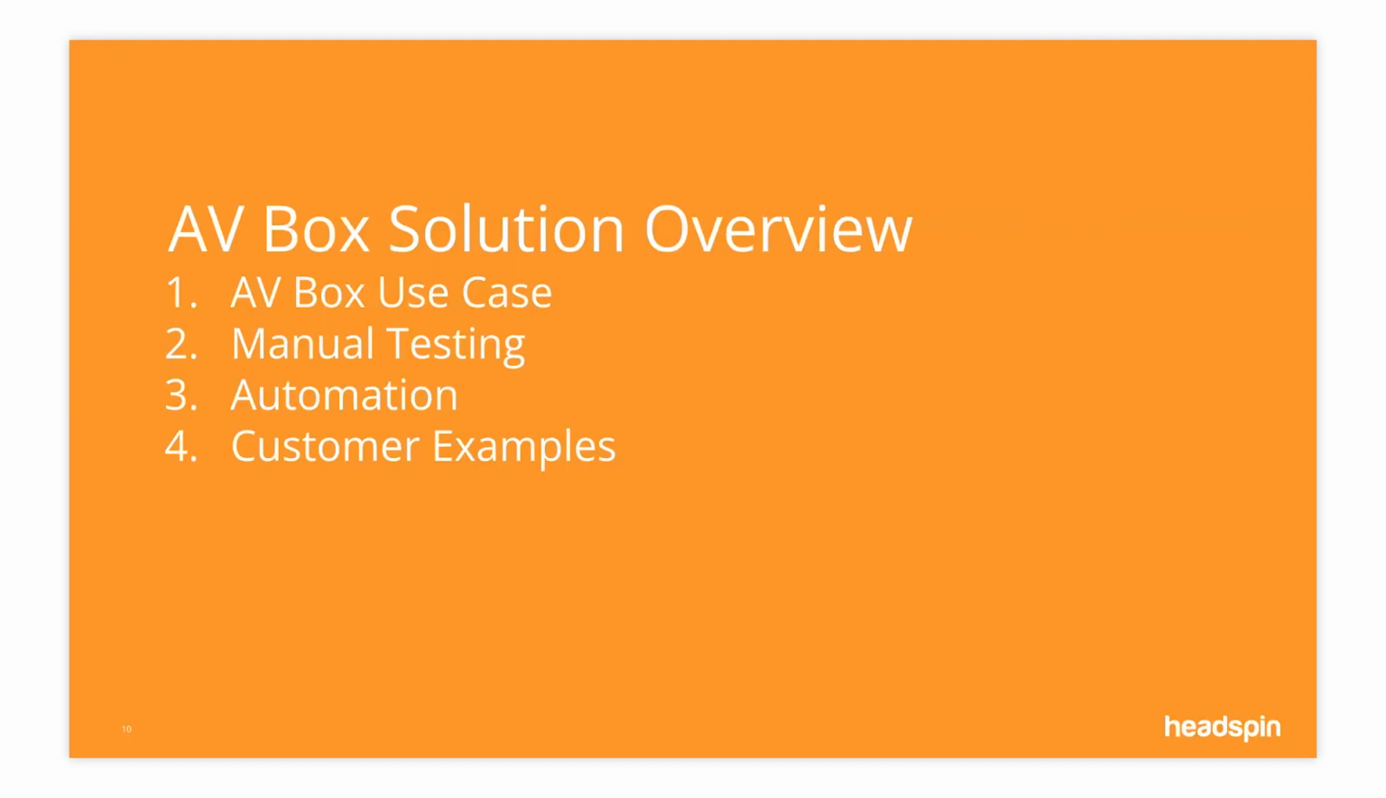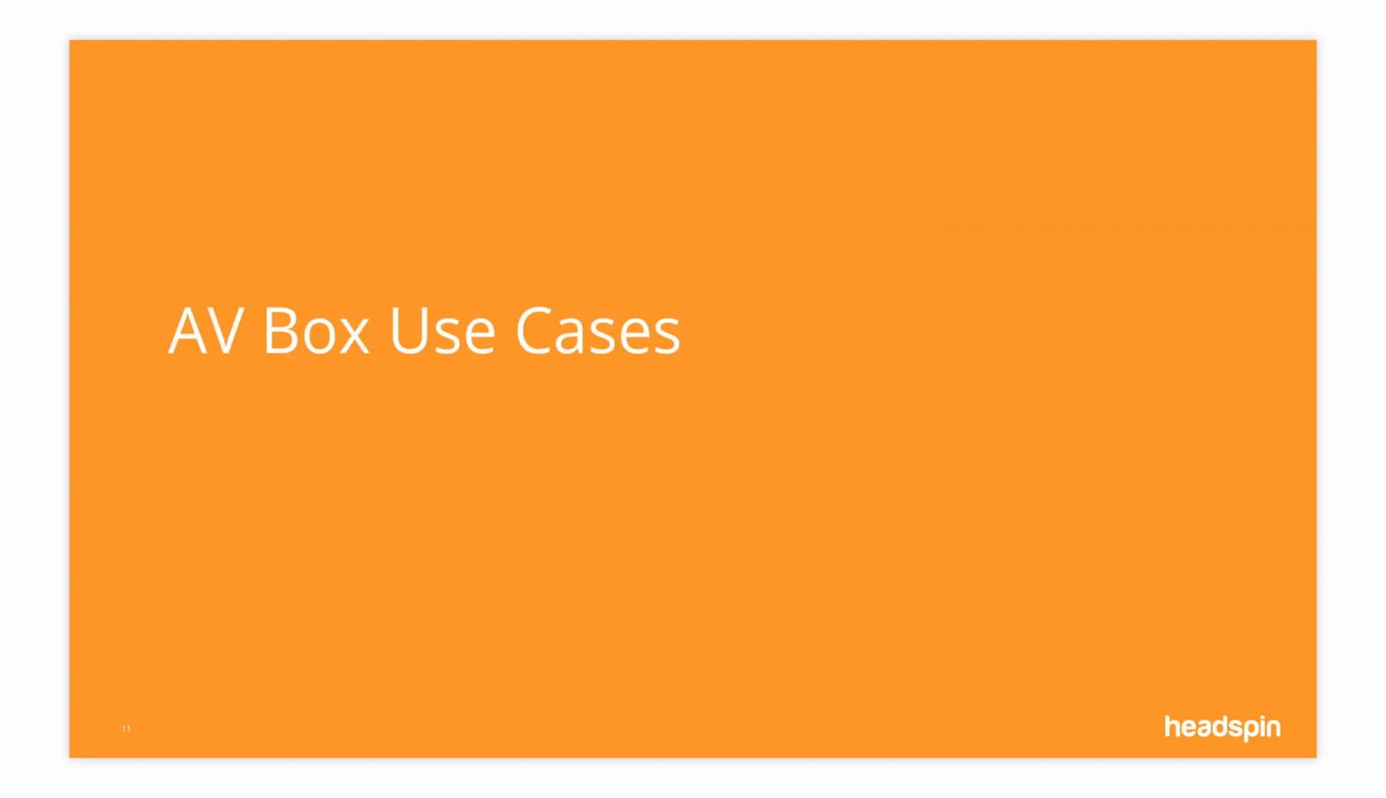So here's what I want to go over today with you. It's the AV box use cases. There's about 5 different use cases that I've seen and deployed to customers that I've worked with. I want to show you how to do manual testing and also an example of automation that I've run as well. And then we'll have a few customer examples at the very end that are a little more concrete than the first. So let's go into the use cases.